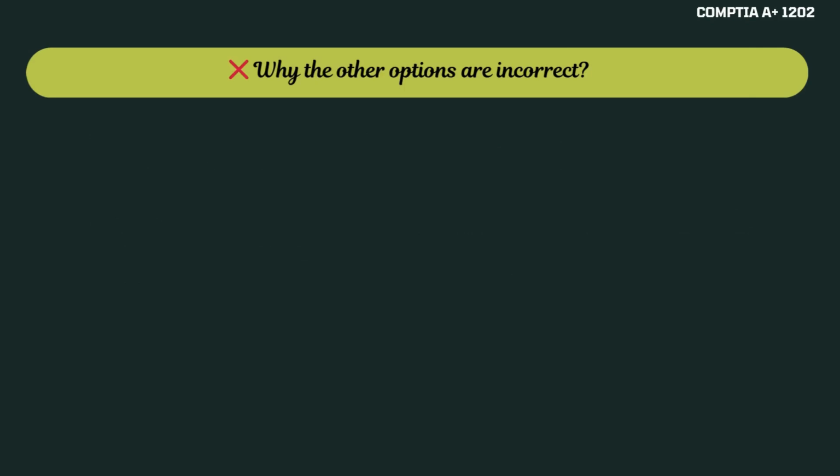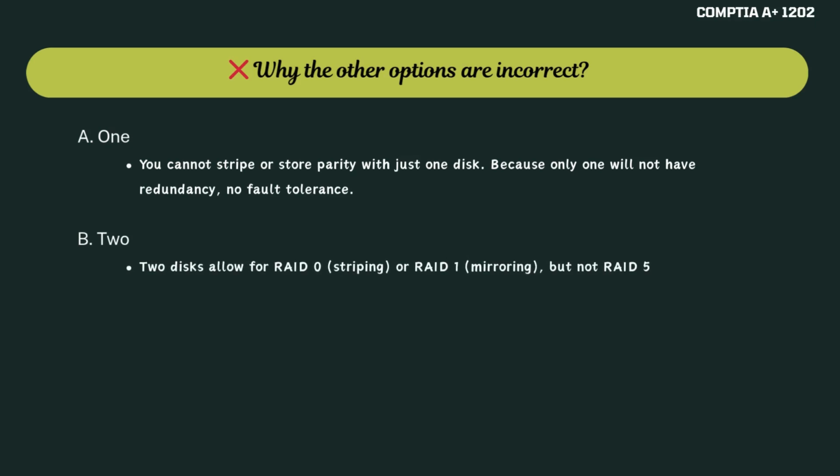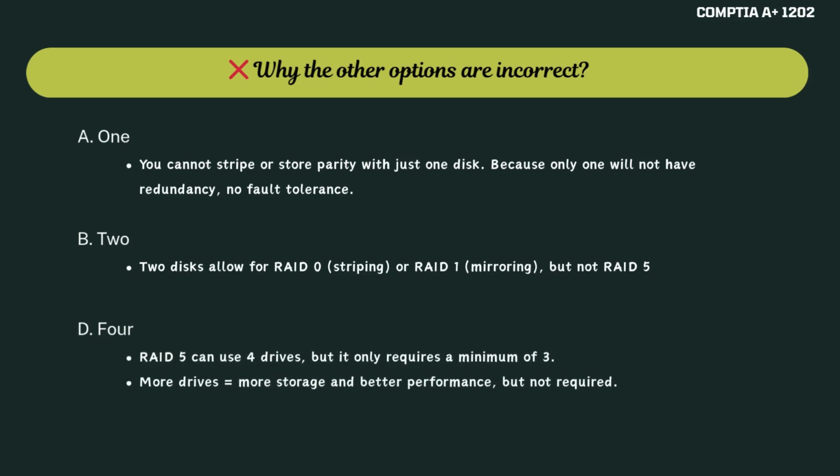Why the other options are incorrect? A. 1. You cannot stripe or store parity with just 1 disk. Because only 1 will not have redundancy, no fault tolerance. B. 2. 2 disks allow for RAID 0, striping, or RAID 1, mirroring, but not RAID 5's. D. 4. RAID 5 can use 4 drives, but it only requires a minimum of 3. More drives equals more storage and better performance, but not required.